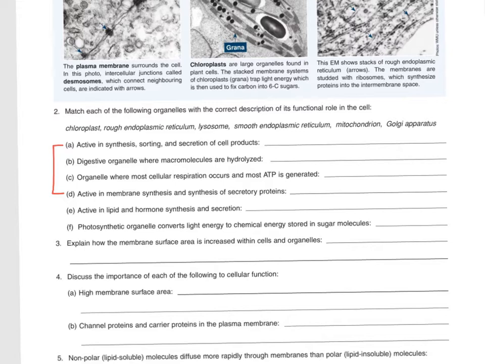The first one says active in synthesis and sorting, secretion. So what do you think? Active in synthesis, so making something, sorting, and secretion of cell products. Golgi apparatus would be my first guess too, because of this word secretion, right? We're thinking, man, the Golgi apparatus is involved in secretion, right? So that's a big clue.